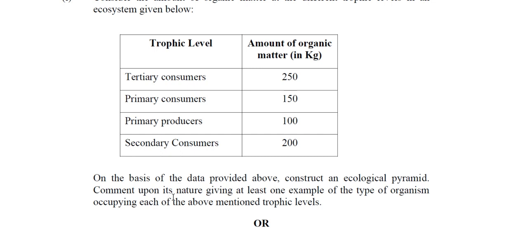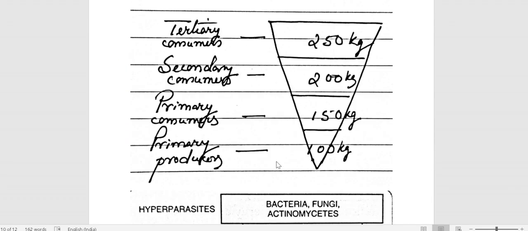Comment upon its nature, giving at least one example of the type of organism occupying each of the above mentioned trophic levels. So let's see. This is the pyramid which I made, and it is an inverted pyramid. In the primary producer level 100 kg, primary consumer level 150 kg, secondary consumer level 200 kg, and in the tertiary consumer level 250 kg.